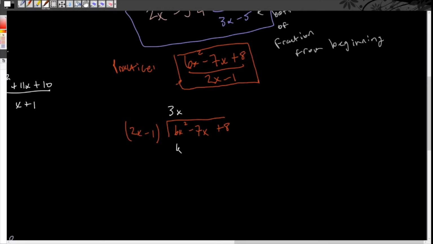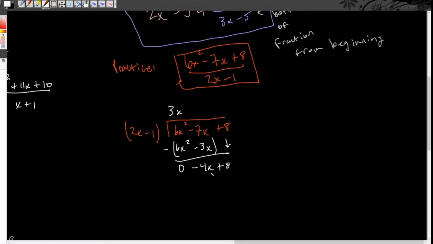So here I get 6x squared. 3x times negative 1 is minus 3x. Subtracting this off, 6x squared minus 6x squared is 0. Negative 7x plus 3x is negative 4x. Bring the 8 down. Plus 8.